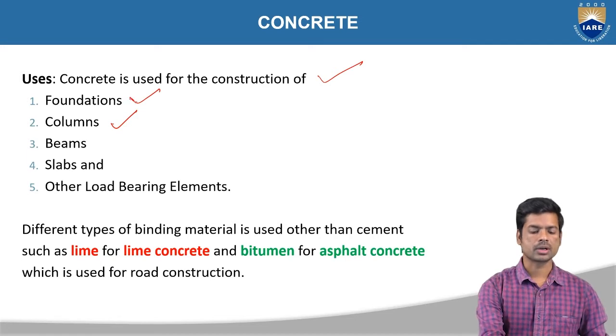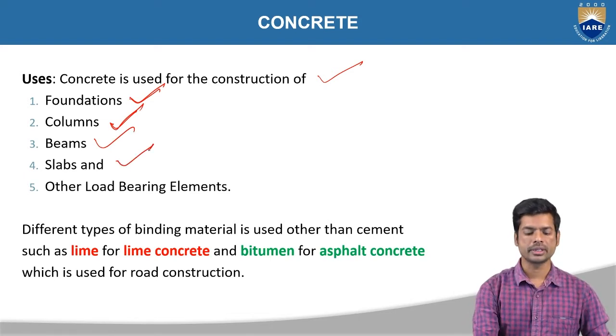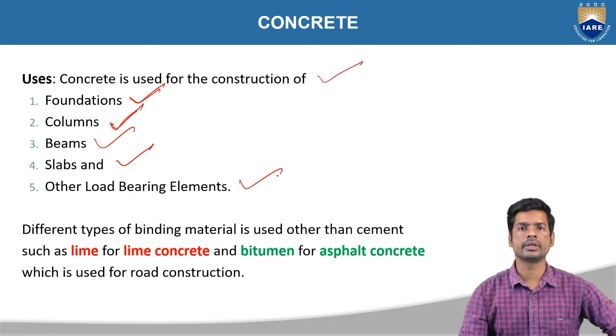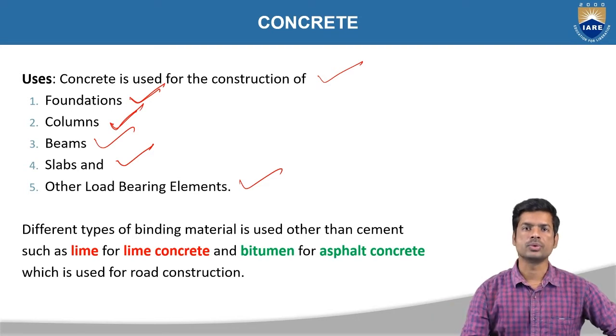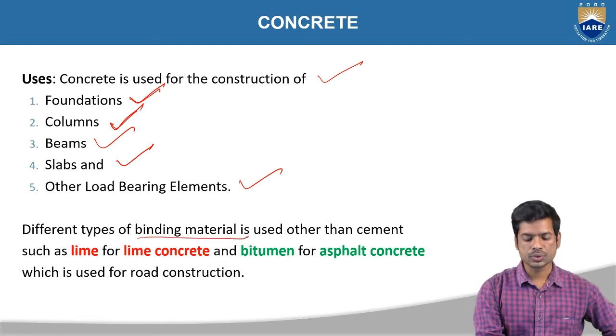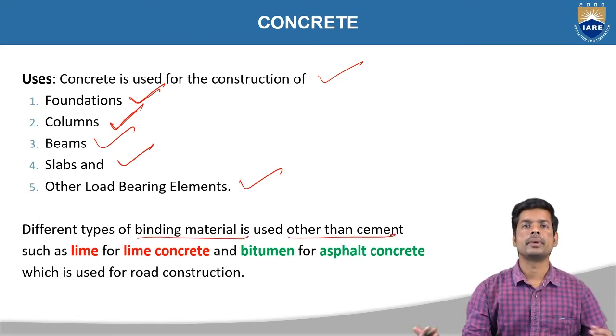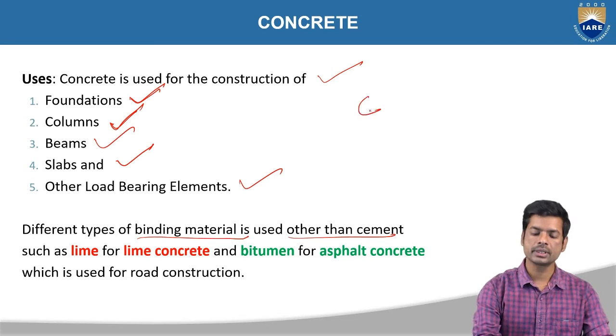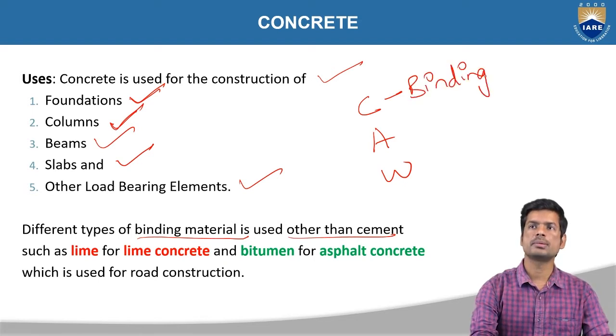First foundation, next columns, beams, slabs, and other load bearing elements. Other elements, like partition walls, floors and slabs, will be constructed using concrete only. Different types of binding material are used other than cement. In concrete we have cement, aggregates, and water, and here cement is the binding material.